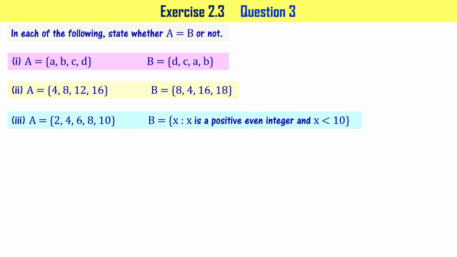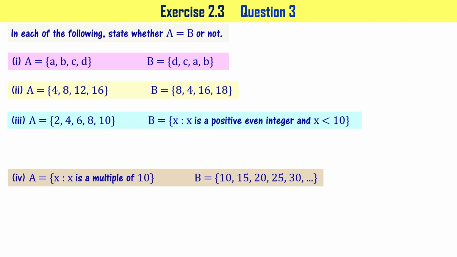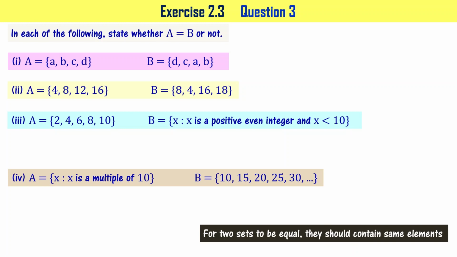Question 3 is, A is the set containing elements 2, 4, 6, 8, and 10. B is a set of elements x such that x is a positive even integer and x less than 10. The fourth question is, A is a set of elements x such that x is a multiple of 10, and B is the set containing elements 10, 15, 20, 25, 30, and so on. To answer these questions, we know that for two sets to be equal, they should contain the same elements, right?